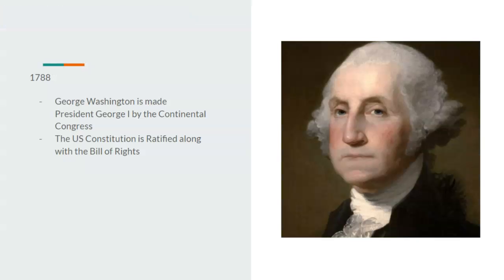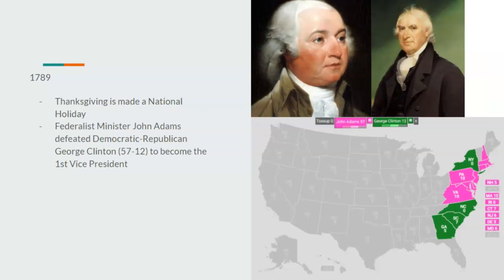In 1788, George Washington is made President George I by the Continental Congress, so he is known not as President Washington, but President George I. That is just me. I just wanted to do that. The U.S. Constitution is ratified along with the Bill of Rights in 1788.